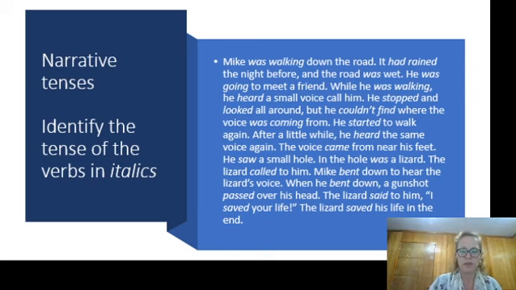Now here we have a short paragraph that combines three of those narrative tenses. Okay, let's have a read through it, and then you can go through and identify the types of verbs that they're using. I will dictate it for you.